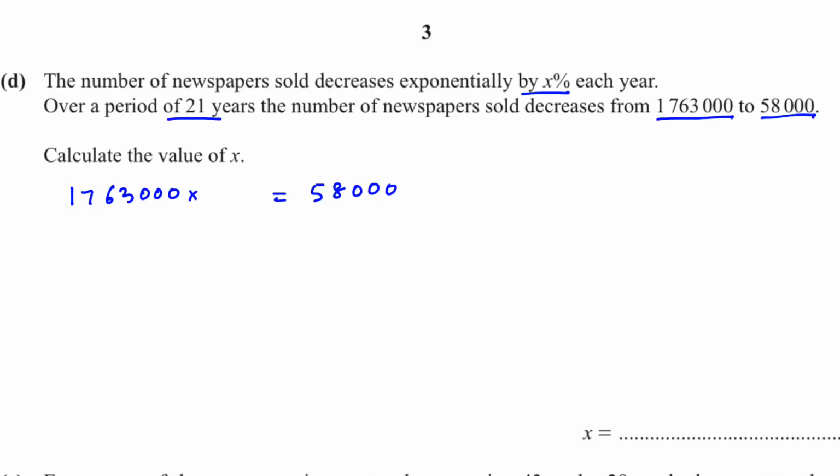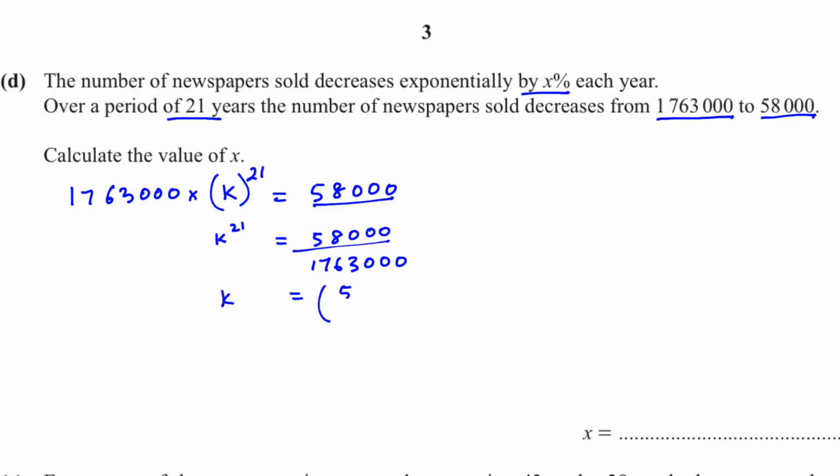If we multiply this by a scale factor k and we write the power as 21 because the number of years are 21, we will get this answer. So let's first find k. k to the power of 21 is equal to 58,000 divided by 1,763,000.